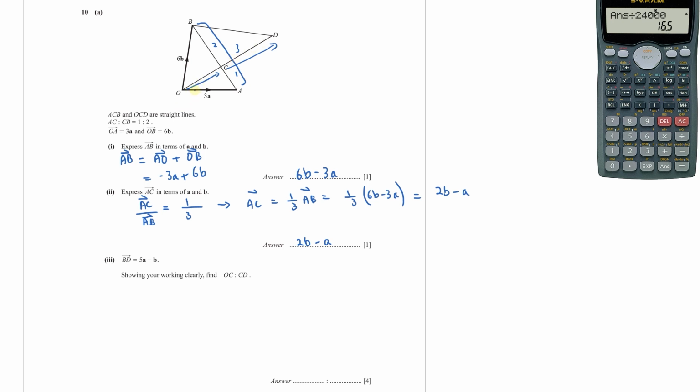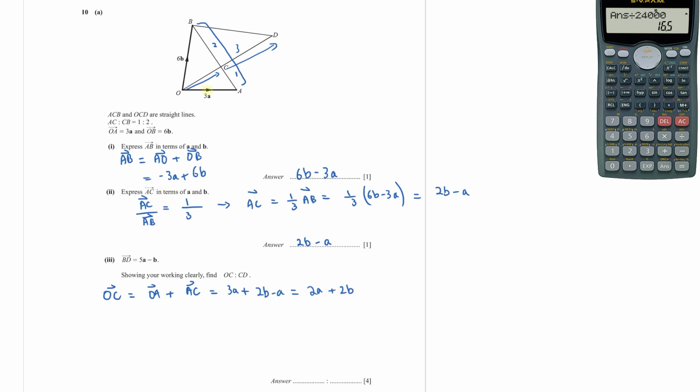So I can find OC first. OC is pretty simple. OC will be this vector OA plus this vector AC. AC I have calculated in the previous part. So OC will be OA plus AC. OA is 3A plus this AC, which is 2B minus A. So this will be 2A plus 2B.